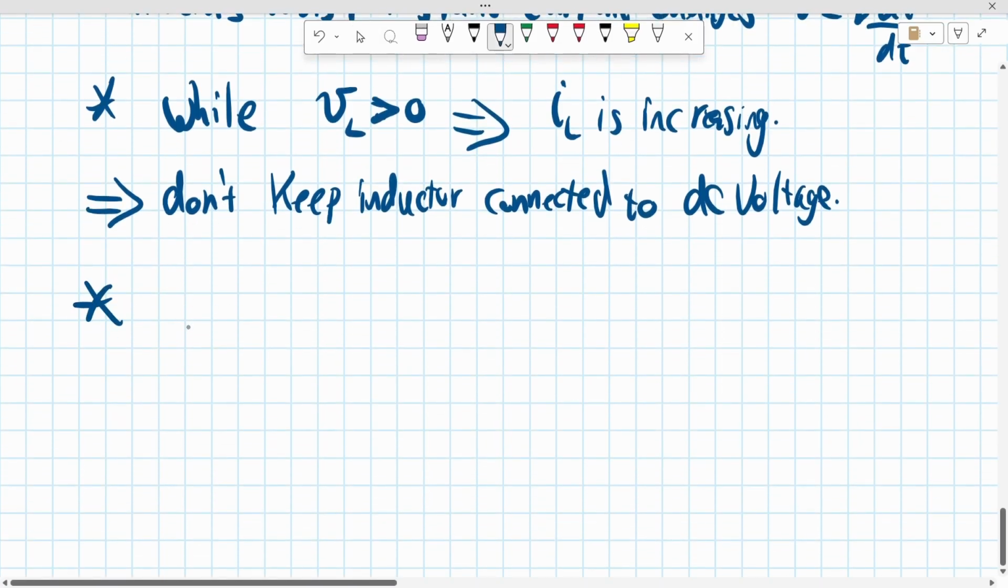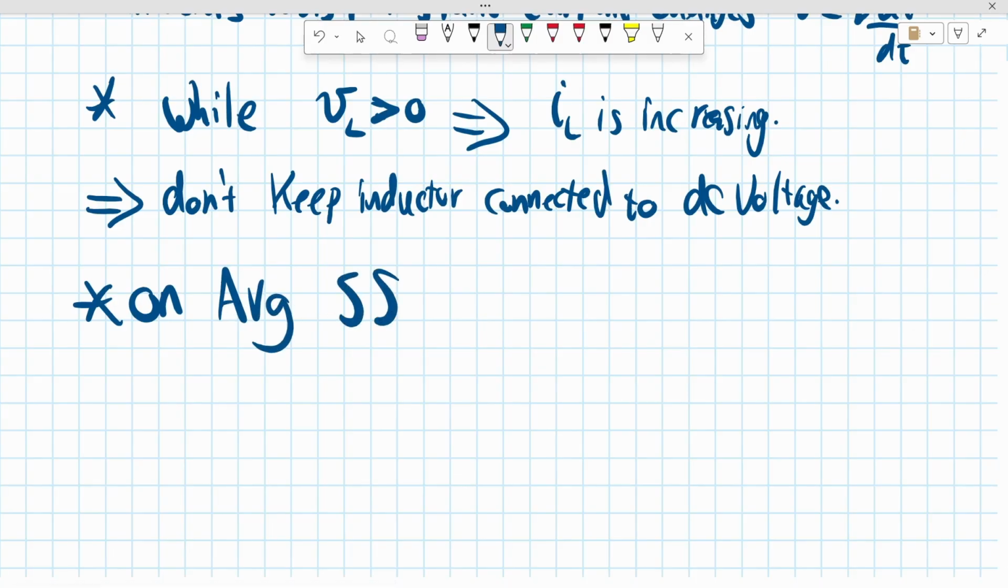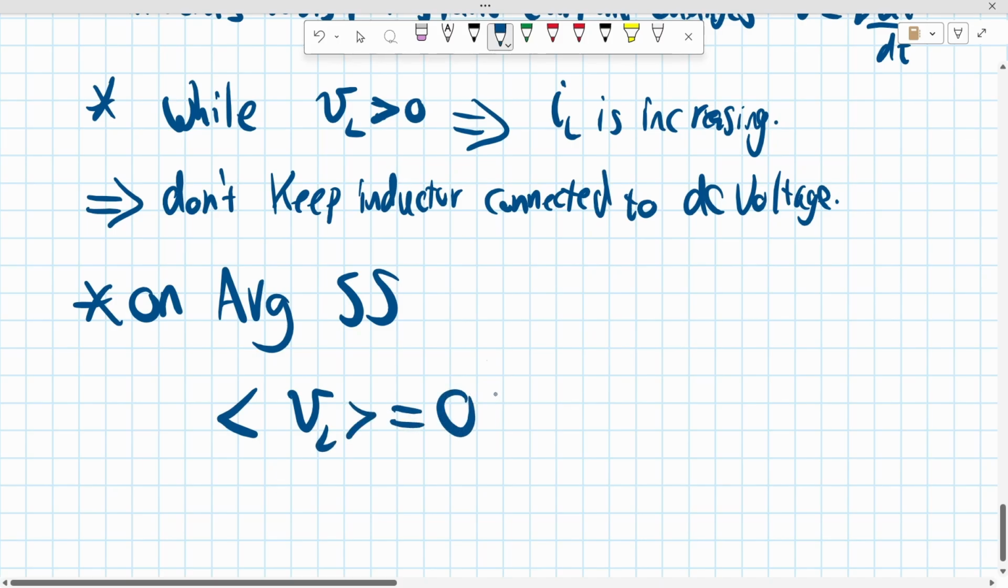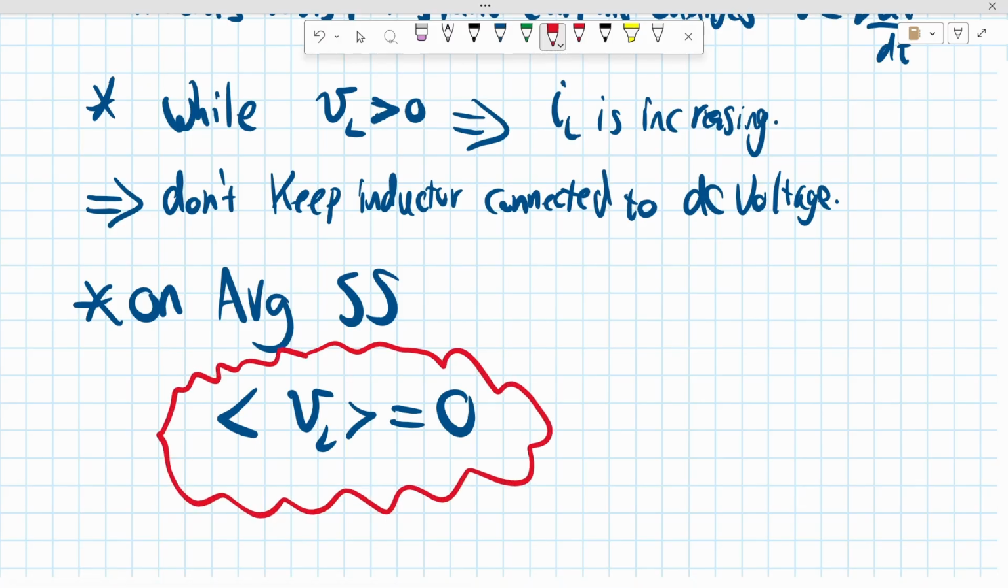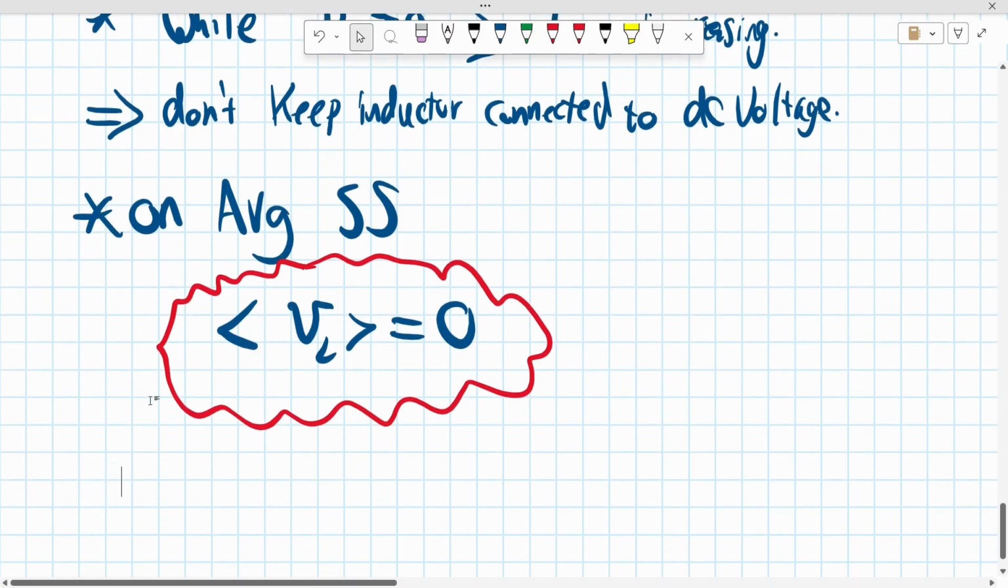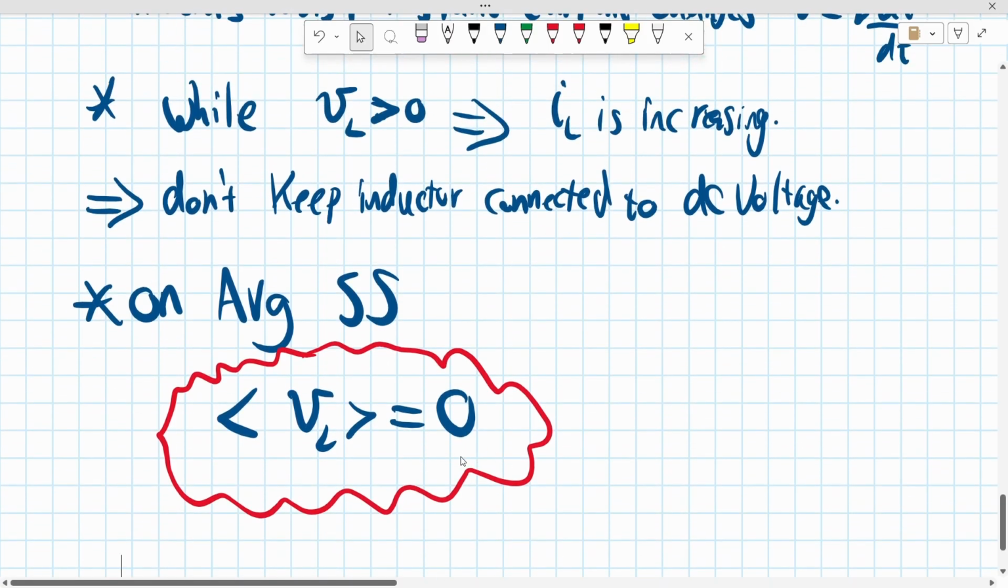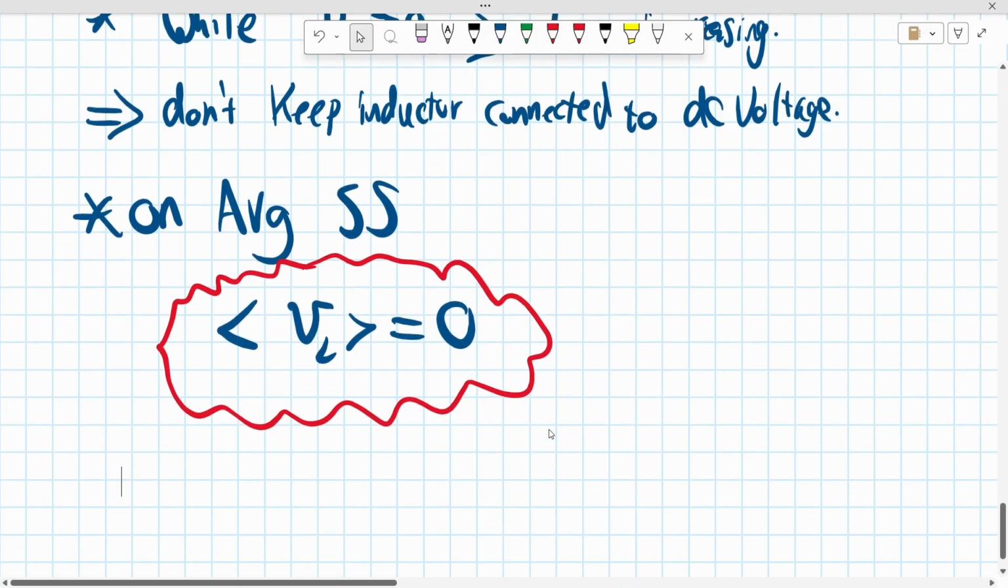Third golden rule, on average steady state, and this is the most important one, the average voltage of the inductor equals 0. This is the most important one in power electronics, in all of power electronics, not just DC-DC converters or switching power supplies. So this is the most important reality about inductors. The average voltage across the inductor is 0.